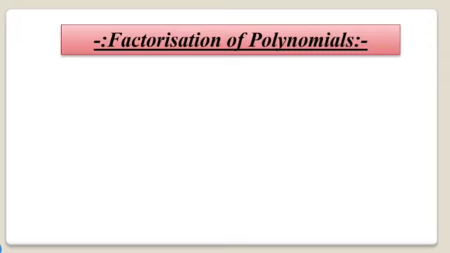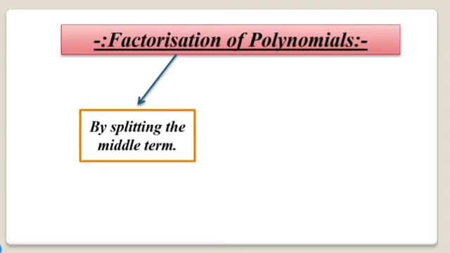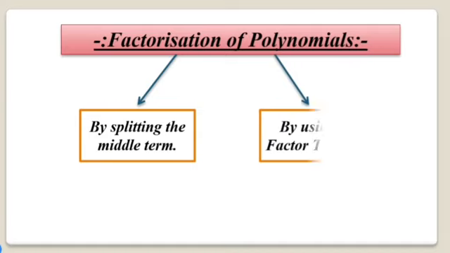Factorization is the process of creating a list of factors of the given polynomial. Simply, we are going to create a list of factors for the given polynomial. Factorization is classified into two methods, meaning we find the factors using two methods. The first method is by splitting the middle term, and the second method is by using the factor theorem.